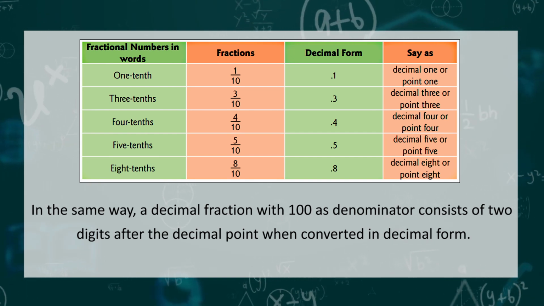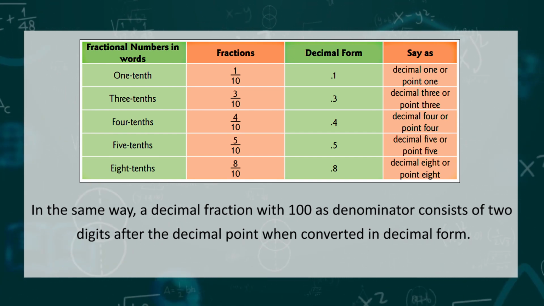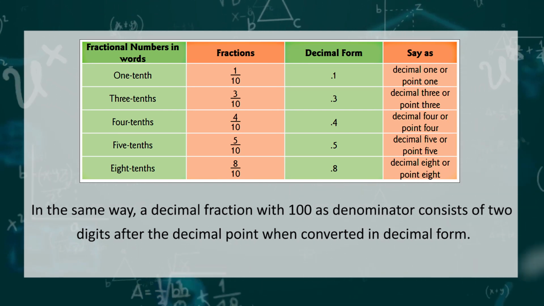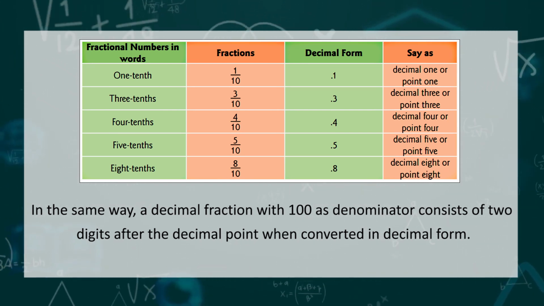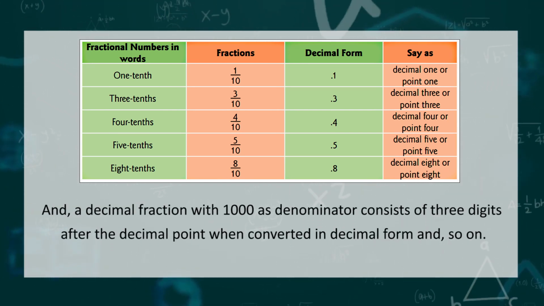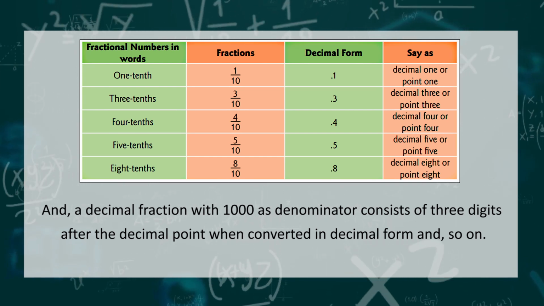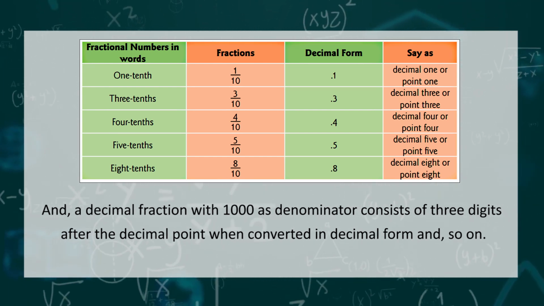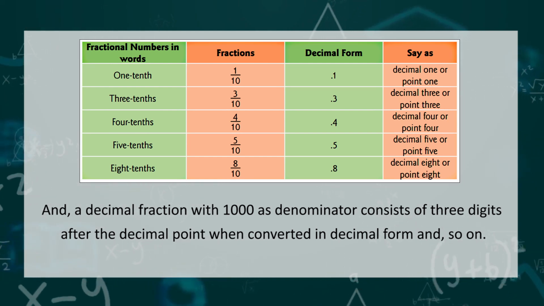In the same way, a decimal fraction with 100 as denominator consists of two digits after the decimal point when converted in decimal form. And a decimal fraction with 1000 as denominator consists of three digits after the decimal point when converted in decimal form, and so on.